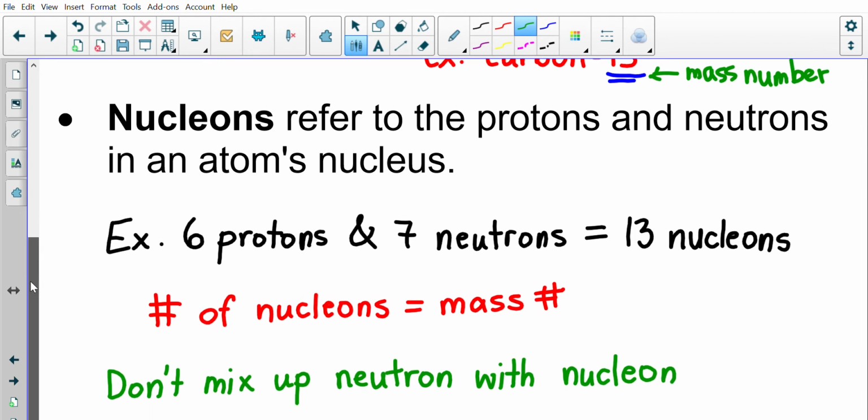For example, let's say we had a carbon nucleus again. This nucleus, let's say it has 6 protons, it has to because it's carbon, and 7 neutrons. Then because 6 plus 7 is 13, we would say that this nucleus contains 13 nucleons. And so number of nucleons is really the same thing as mass number. Now make sure that you don't mix up neutron with nucleon. They sound kind of similar, but they're not the same thing.